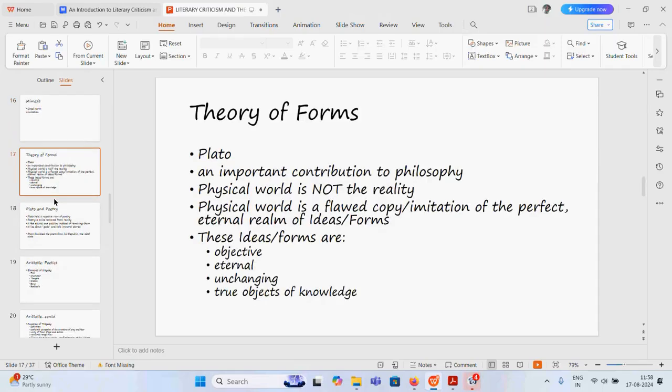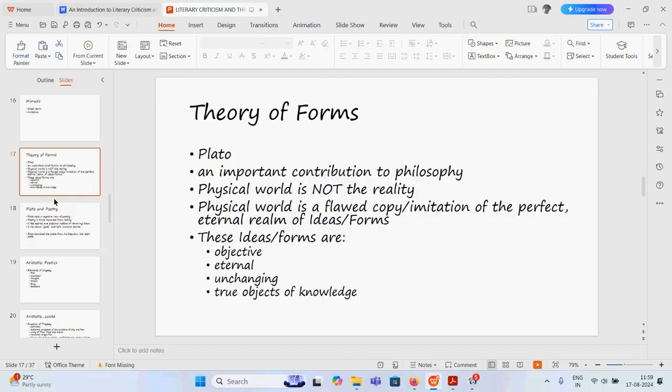Let us move and try to understand this theory of forms as proposed by Plato. Other than mimesis, Plato also came up with this theory of forms. This is one of the important contributions of Plato to philosophy. It also helps us in an understanding of mimesis. According to this theory of forms, the physical world that we experience is not the reality. What we see around us is a flawed copy or an imitation, mimesis, of the perfect eternal realm of the ideas or the forms. What are these ideas or forms that Plato talks about?